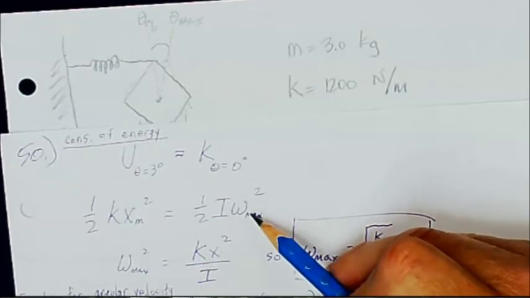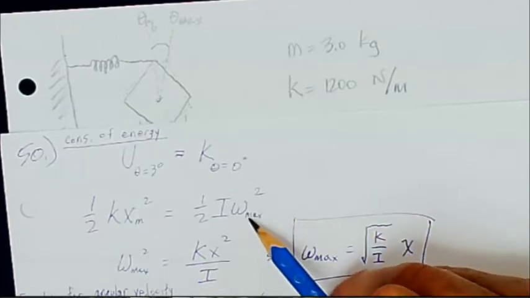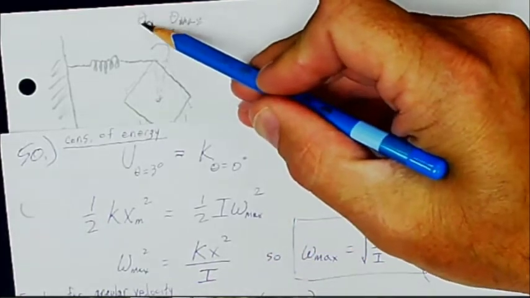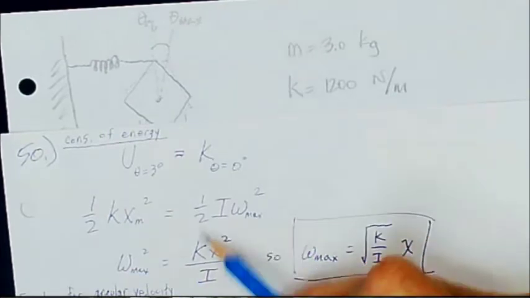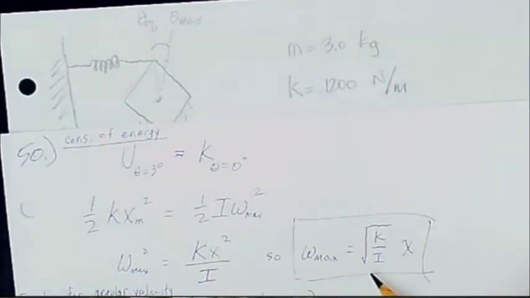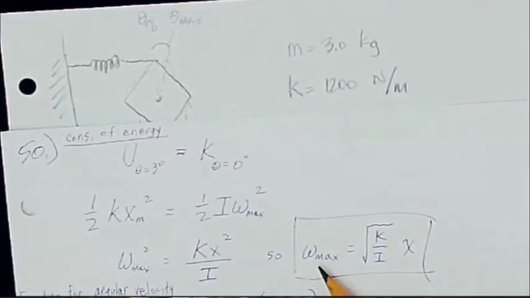I'm going to solve this equation for omega, and I'm calling it omega max, because keep in mind, at this location is where the angular speed is the greatest. So when I solve that equation, here's what I get for omega max. Now that is the maximum angular speed.